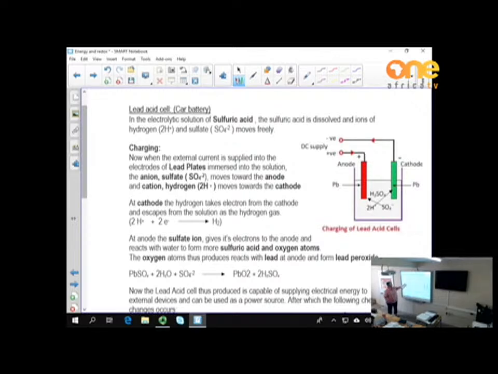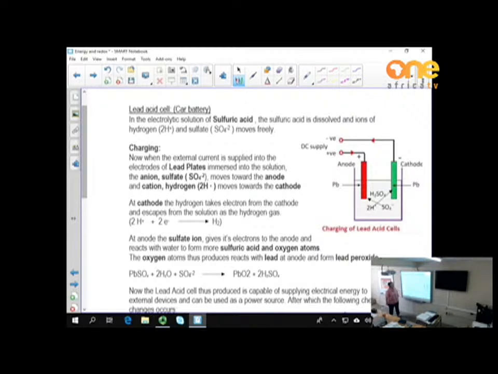They say when the external current is applied, the lead plates immersed in the solution, the sulfate moves towards the anode. It's just very simple. Sulfate is negative. The anode is positive. So the sulfate is attracted to the anode. Positive and negative attract. The cation, which is the hydrogen ion in the solution, will be attracted to the negative electrode, the cathode. Okay, so it's just simple electrostatic attraction.